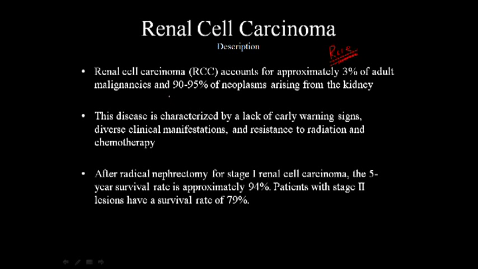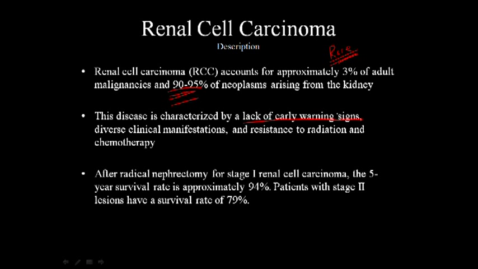But the thing is that if you're going to have a malignancy of the kidney, it's probably going to be renal cell carcinoma, because it's 90 to 95% of all neoplasms arising from the kidney. This disease is characterized by a lack of early warning signs, and that's the scary thing: you don't necessarily have all of these warning signs that many other cancerous lesions give you. You don't have these things until it's almost progressed to the point of being too late.